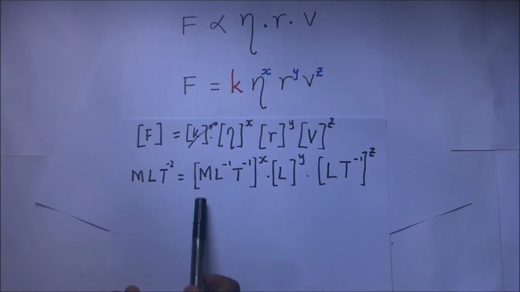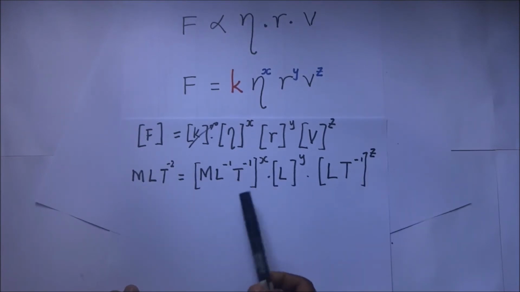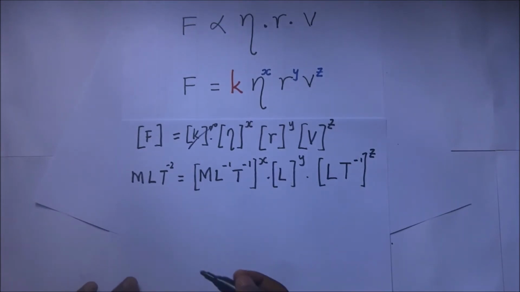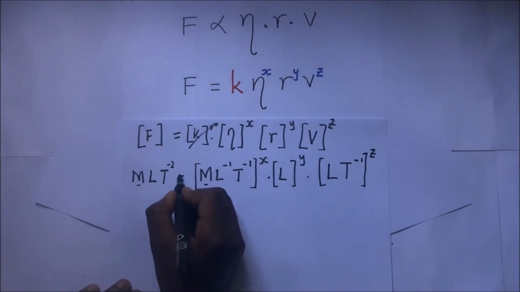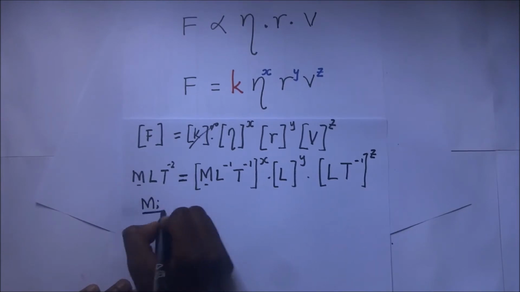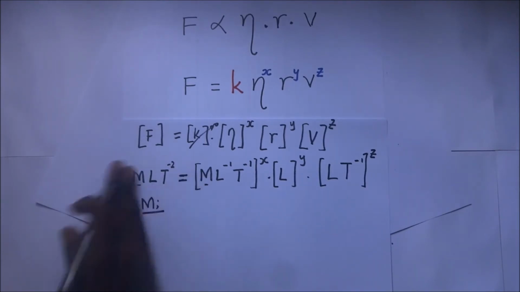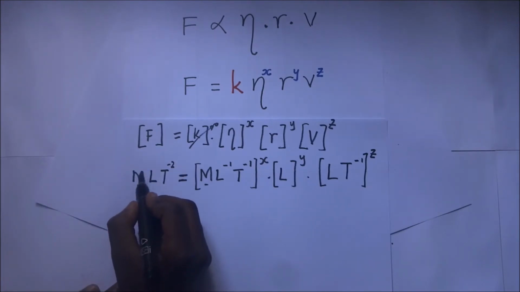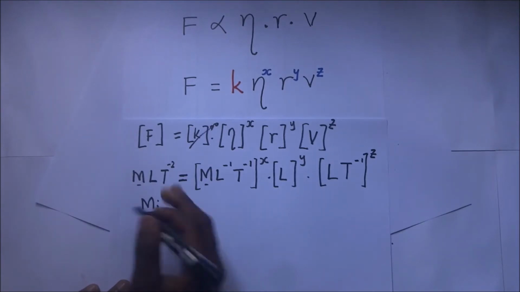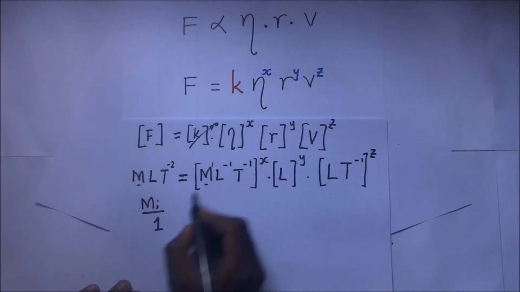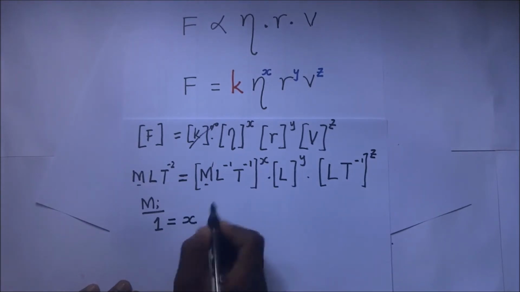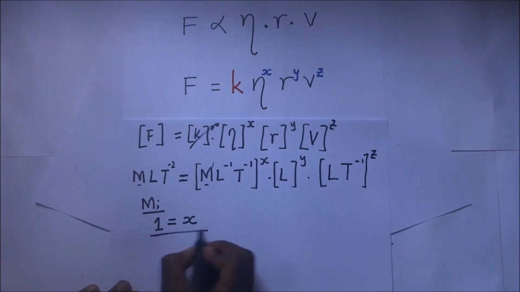So we continue. After coming up with this, we now need to equate the corresponding indices. We're going to start with m, mass. We equate the indices for this side and for that side. For this side we have m with index 1. On the other side we have m to the power 1 times x, which is x. So 1 is equal to x, and so you realize that x is equal to 1.